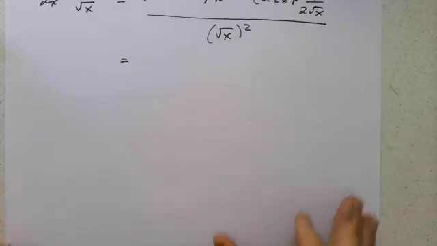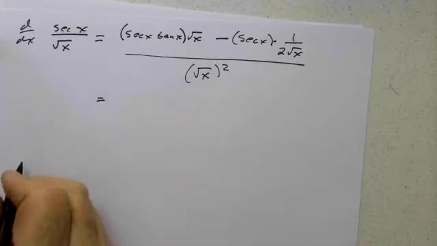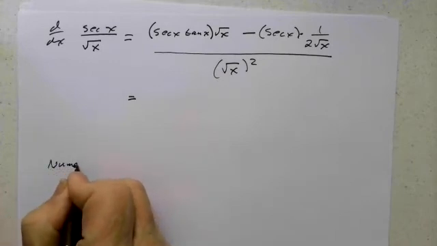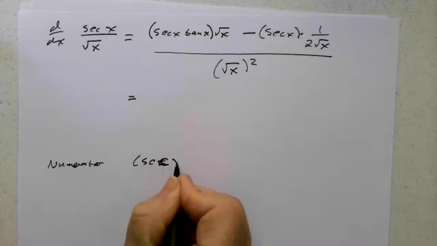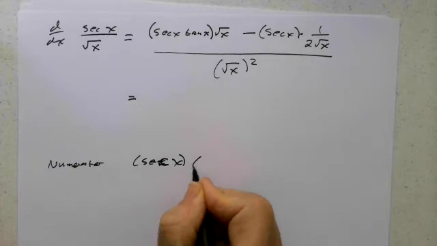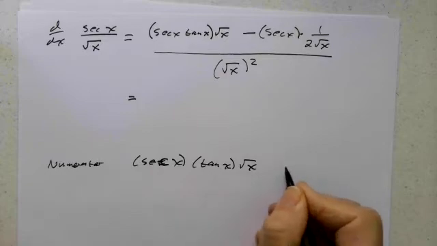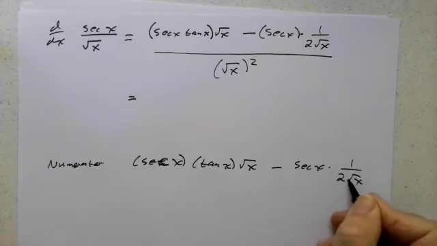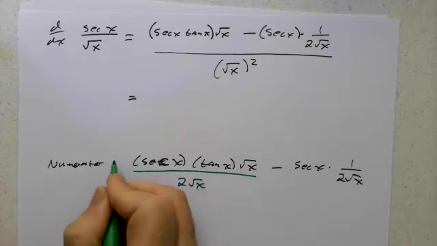So there's a couple strategies you could use. So the numerator, which I'll come down here and just show you, is sec x times tan x times square root of x minus sec x times 1 over 2 root x. I need to get a common denominator. The common denominator would be 2 root x. So multiply the bottom by 2 root x here. Multiply the top by 2 root x.